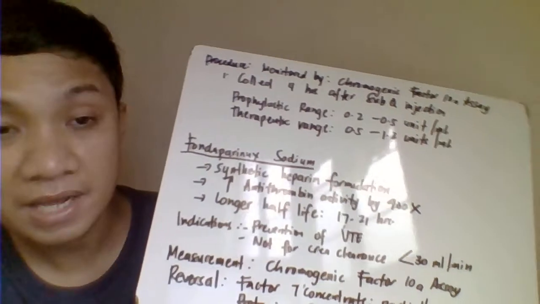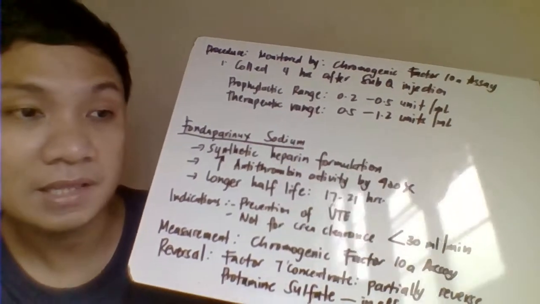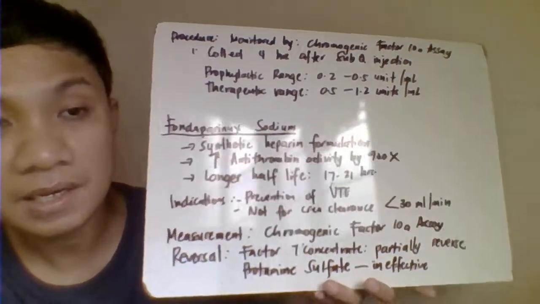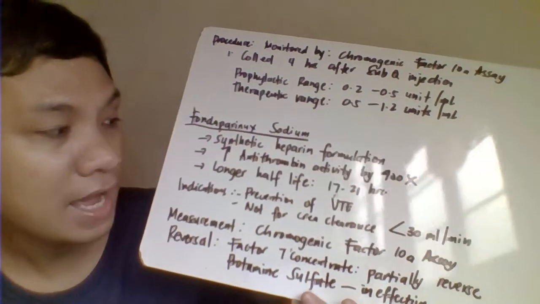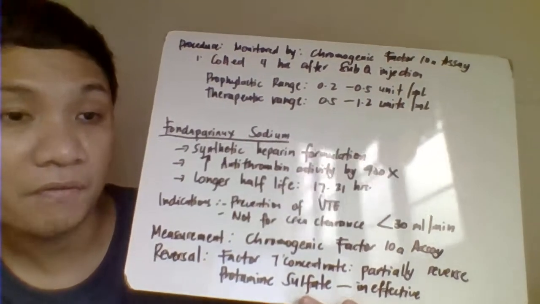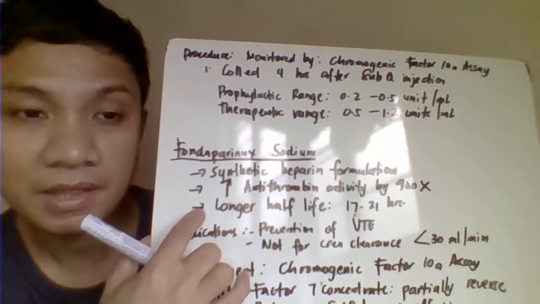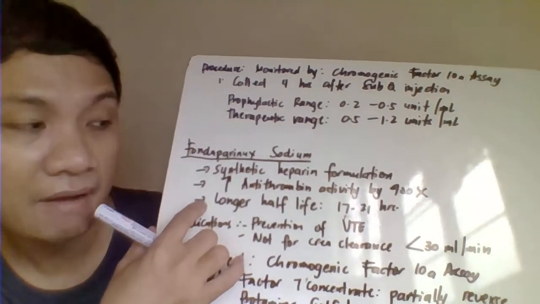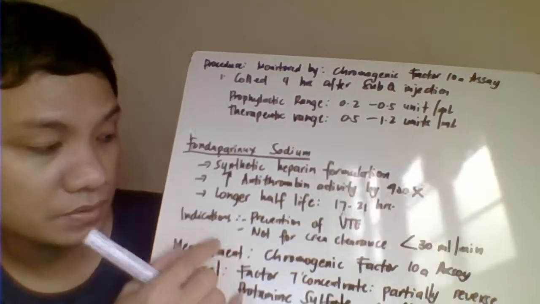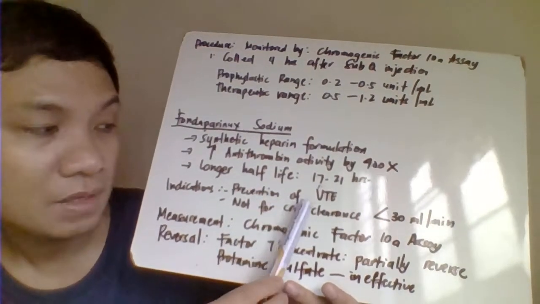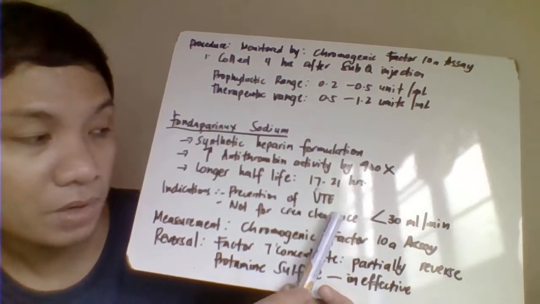But the most effective of them in terms of antithrombin activity is fondaparinux sodium, because it increases the antithrombin activity by 400 times. Another advantage of fondaparinux sodium is its longer half-life, 17 to 21 hours. Okay, indications. It is used for the prevention of venous thromboembolism.